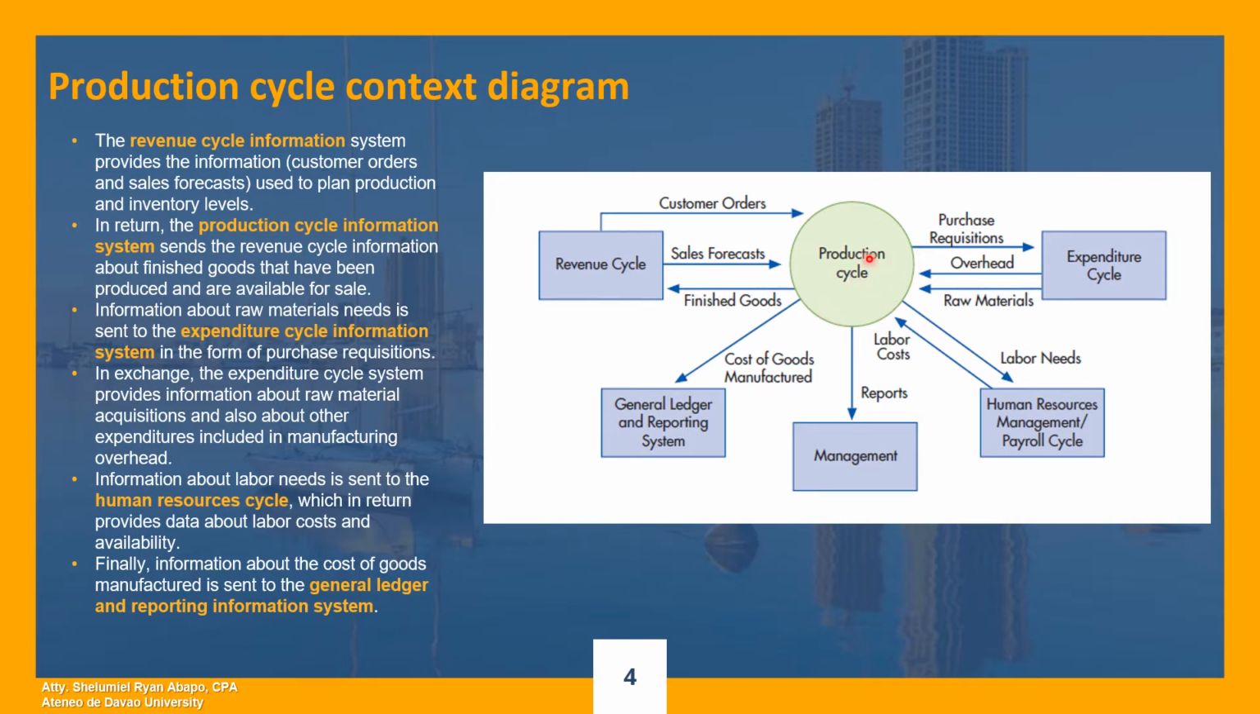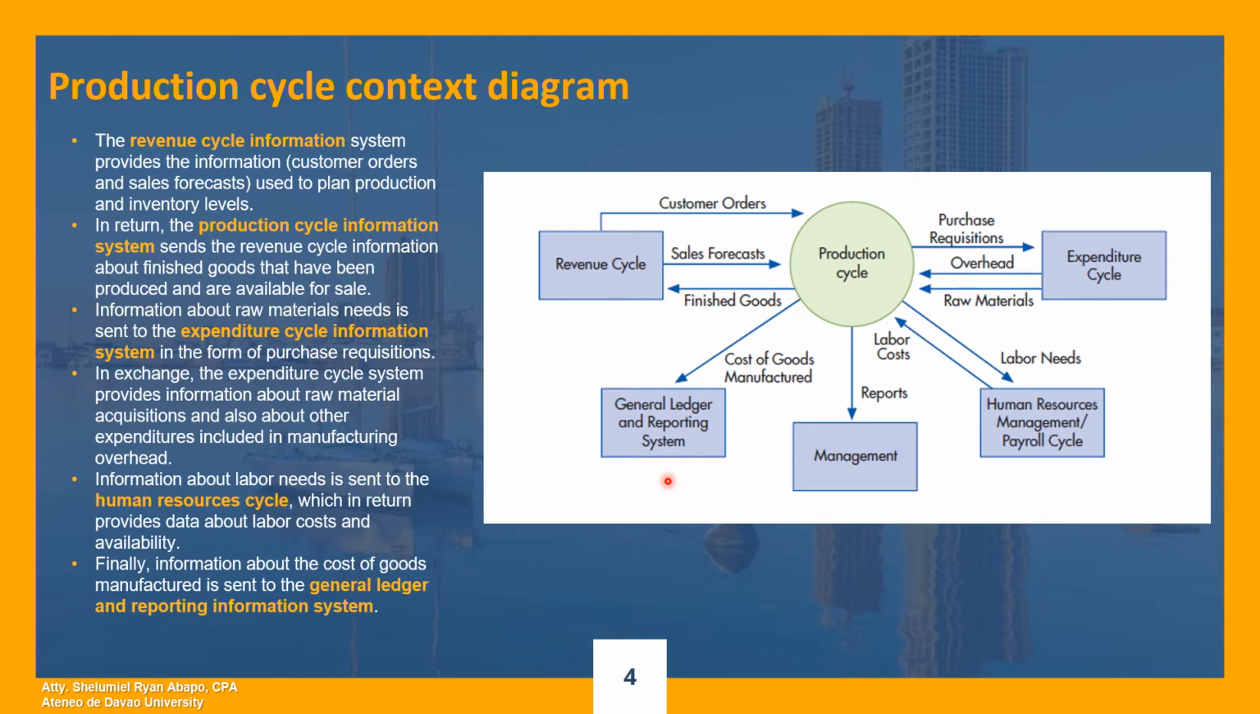And the production cycle will then be a repository now of what? Direct materials, direct labor, and overhead that it will forward to the general ledger and reporting system for the computation of the cost of goods manufactured.